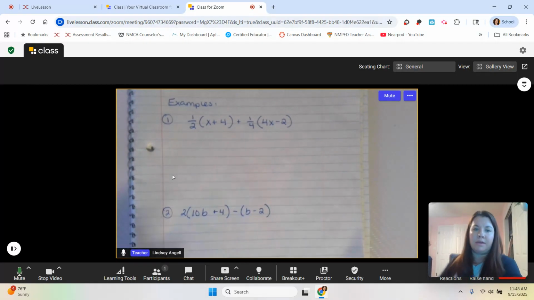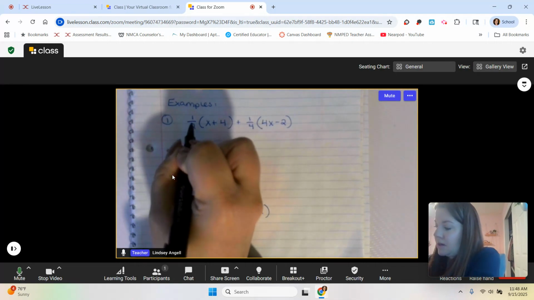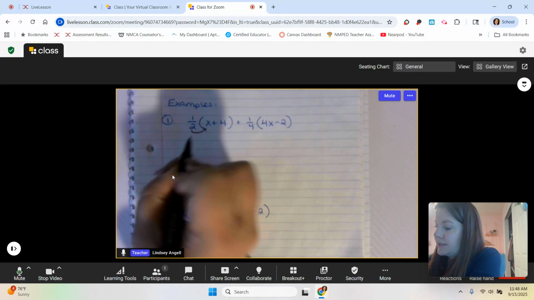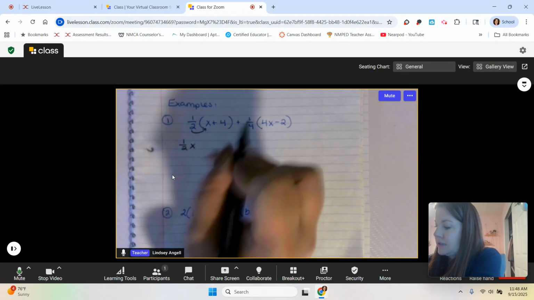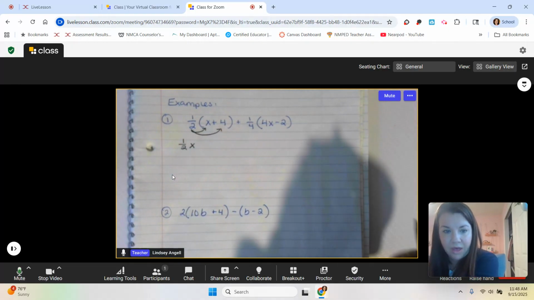So let's see, number 1, I've got 1/2 times (x + 4) plus 1/4 times (4x - 2). So the very first thing I need to do is use the distributive property to apply those fractions to everything inside the parentheses. I'm going to get rid of all my parentheses so then I can combine everything, because my goal is to simplify this, all right? So if I distribute this in, 1/2 times x would give me 1/2 x, and then plus 1/2 times 4, or you can think, what is half of 4?